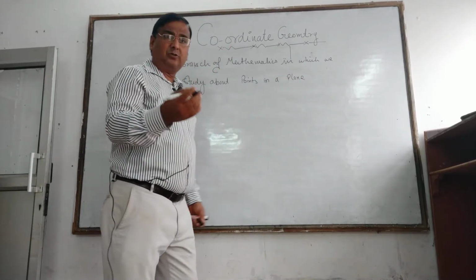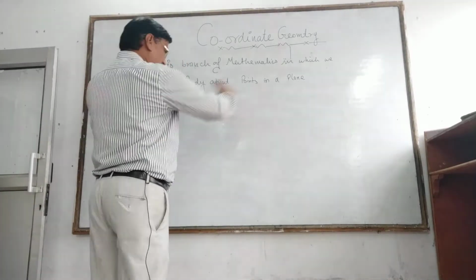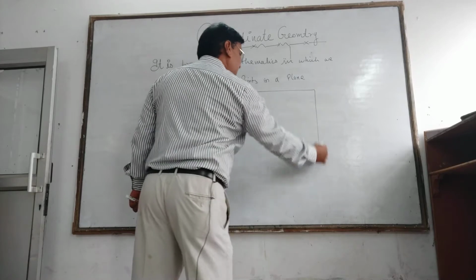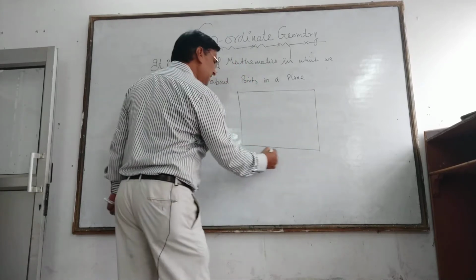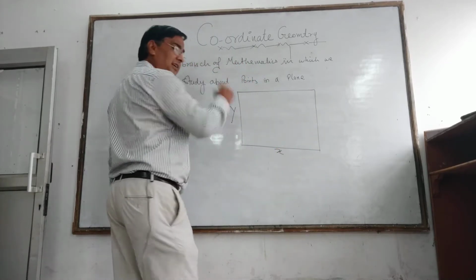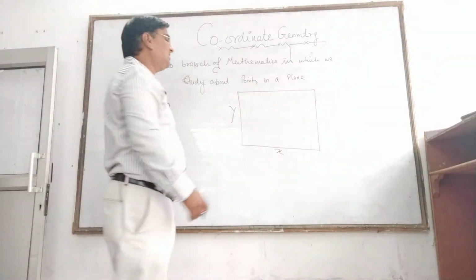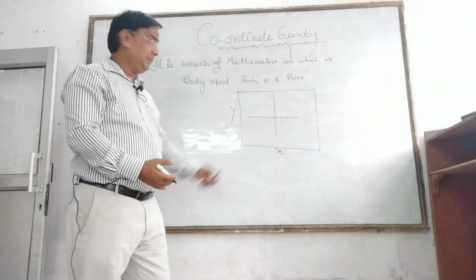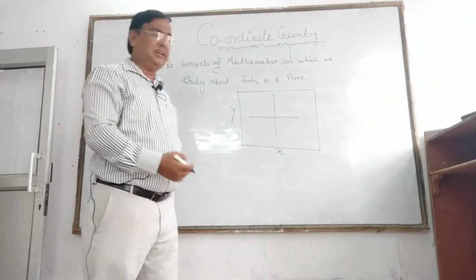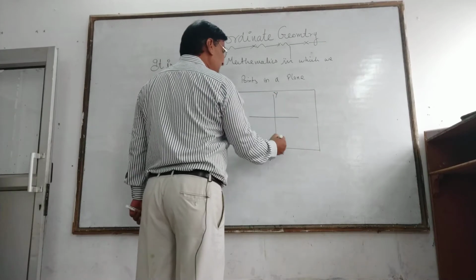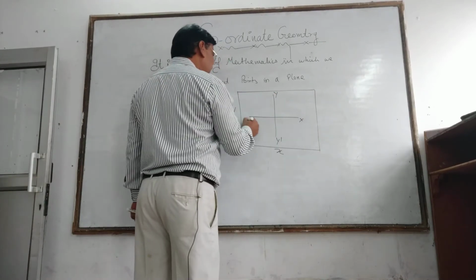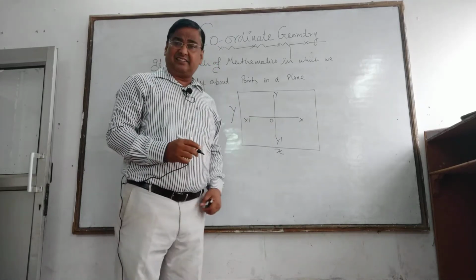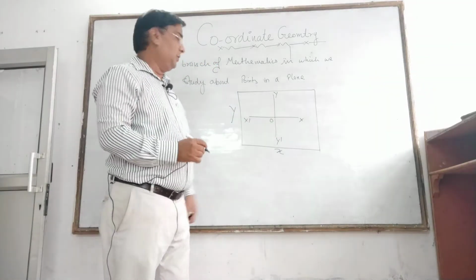Now look here at the plane, the XY plane. This plane is divided by two mutually perpendicular lines. Here, two lines are mutually perpendicular. This is the Y axis, Y dash, and X dash. And where they intersect, that is known as the origin O.